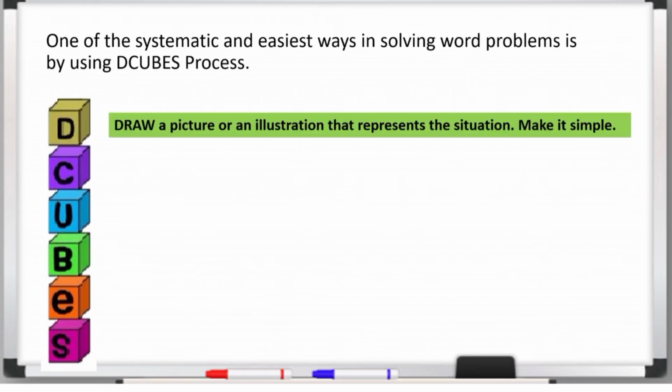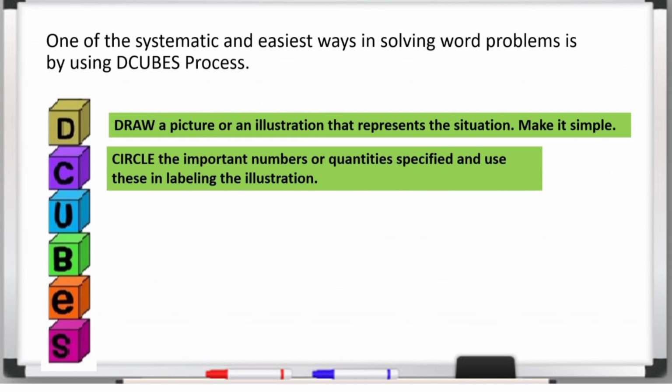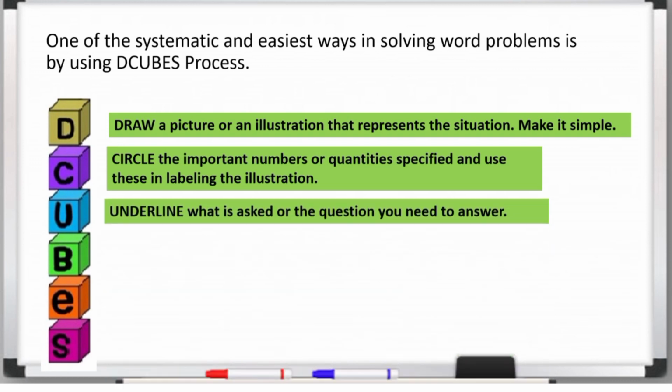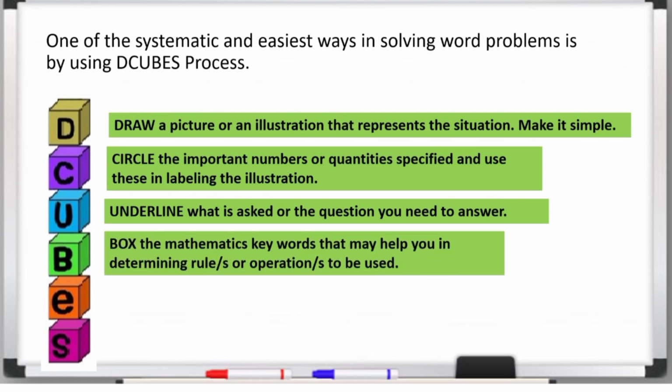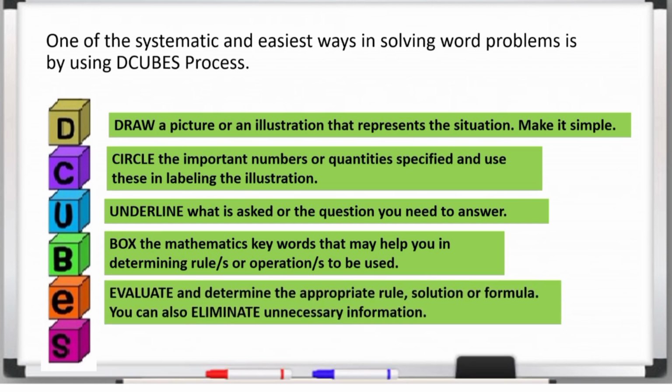D stands for draw a picture or an illustration that represents the situation. Make it simple. C. Circle the important numbers or quantities specified and use this labeling the illustration. U. Underline what is asked or the question you need to answer. B. Box the mathematics keywords that may help you in determining rules or operations to be used. E. Evaluate and determine the appropriate rule, solution, or formula. You can eliminate unnecessary information. S. Solve.